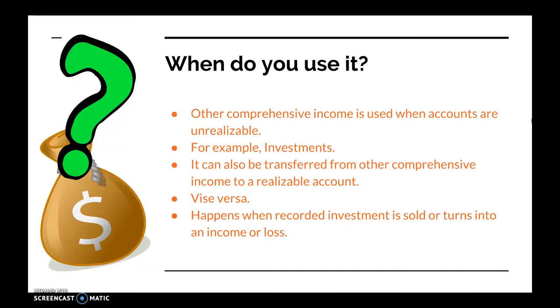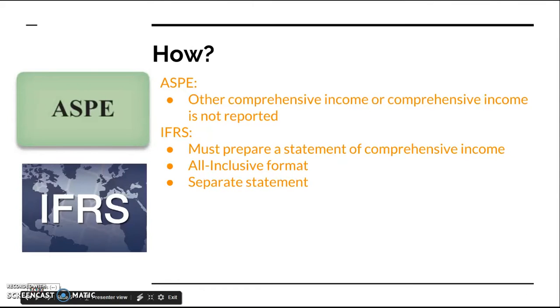This can happen in many ways. For example, when you sell an investment that currently is recorded as an unrealized gain, in comprehensive income. This affects the net income while it changes the information on the financial reports. Other comprehensive income is recorded differently in regards to ASPE and IFRS.